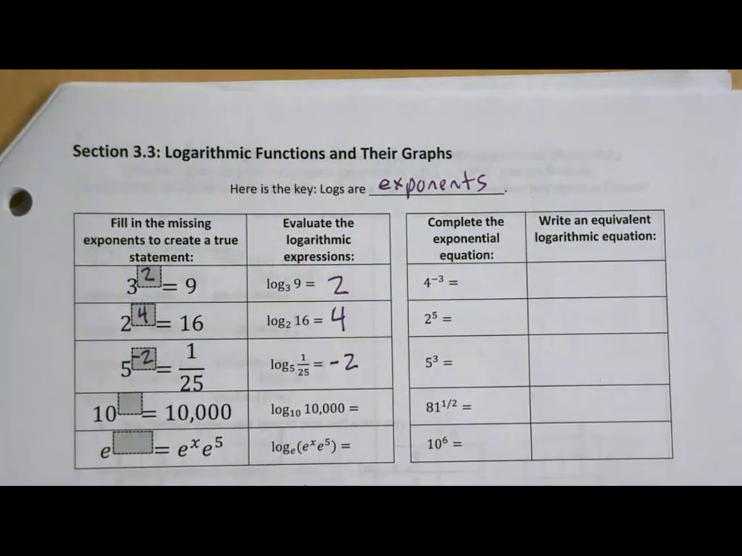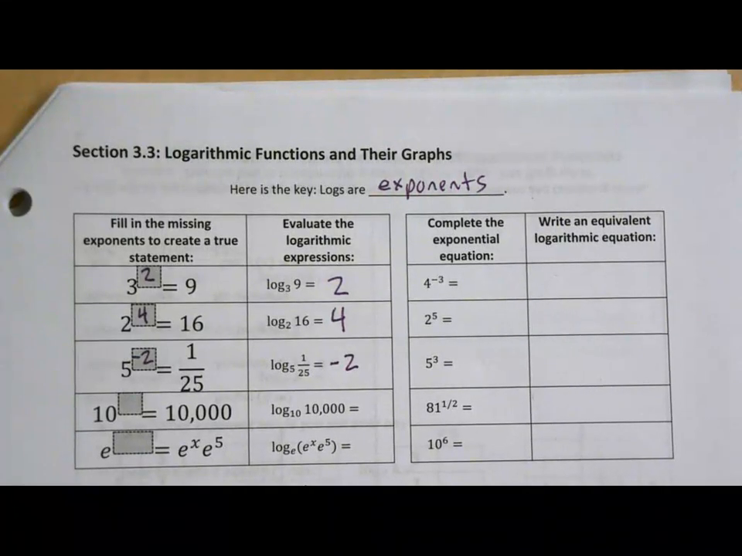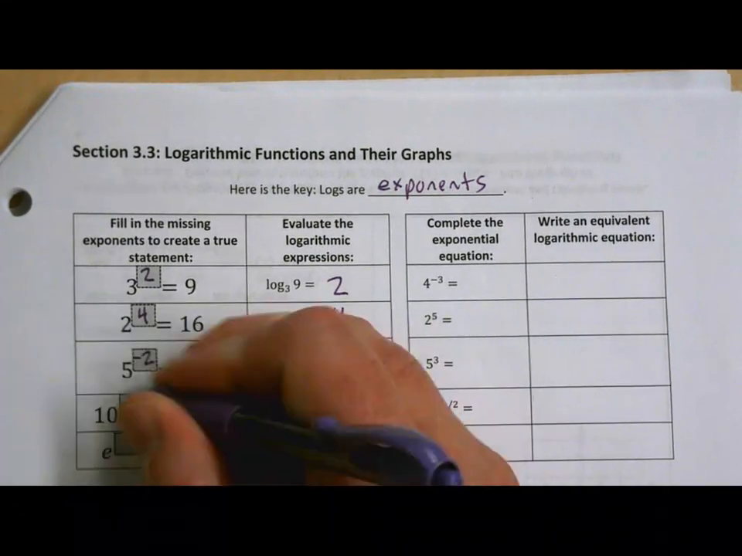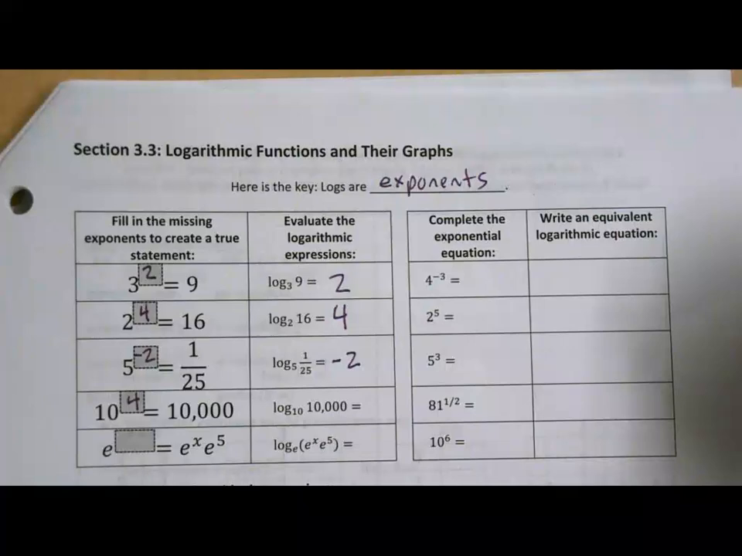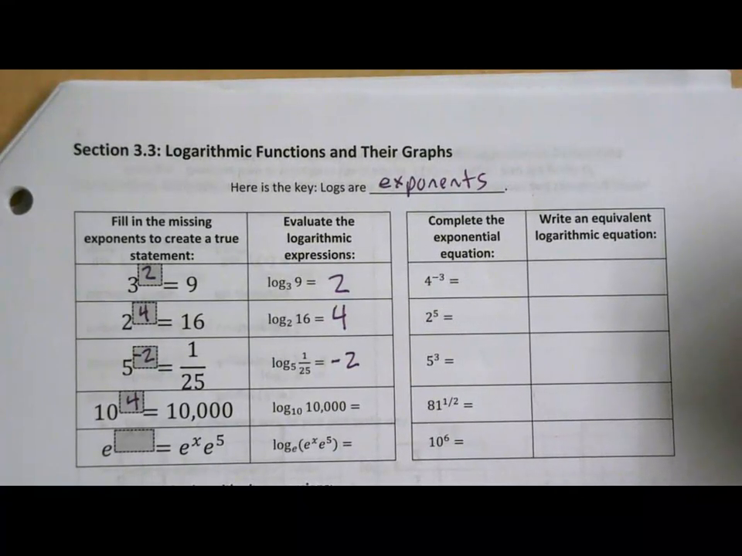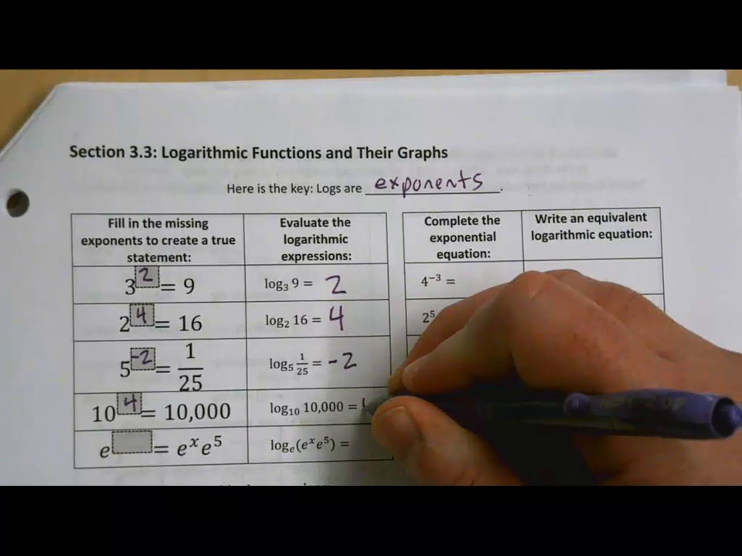What would I put onto a 10 to make it equal to 10,000? Count the zeros. That would be 4, because there's 4 zeros there. So log base 10 of 10,000 is 4.